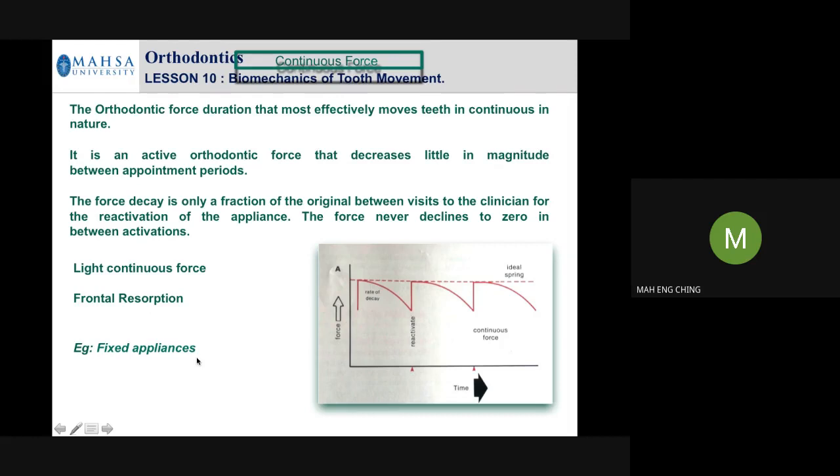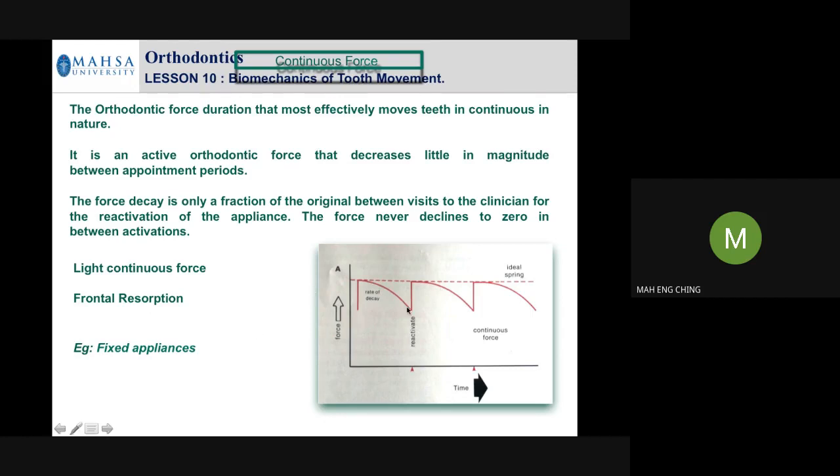So if you wore braces before, personally, you know every 4 to 6 weeks we have to tighten the braces. A lot of time, after tightening the braces, it'll be painful for 3 to 5 days. Then after that, it settles down. Then we reactivate the braces the next month or the next 6 weeks.